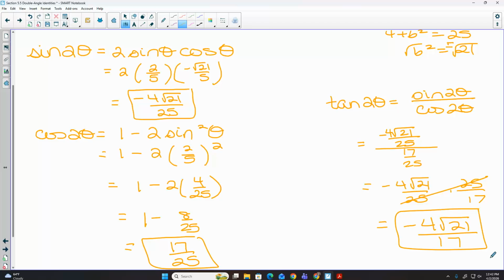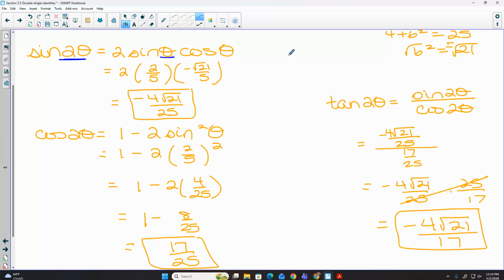So we have to set up a triangle at the beginning so that we could use our sine formula. And then from there, it's just a matter of plugging into our formulas. Just be very careful. Make sure you're paying attention to 2 theta versus theta. Okay, they're different angles.